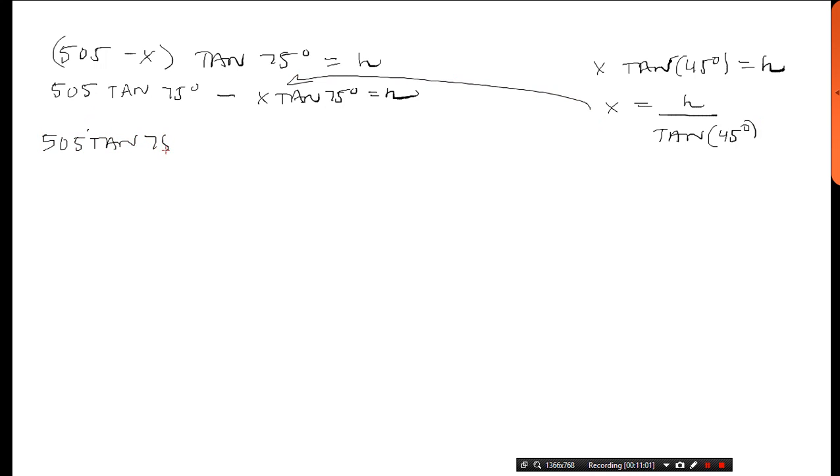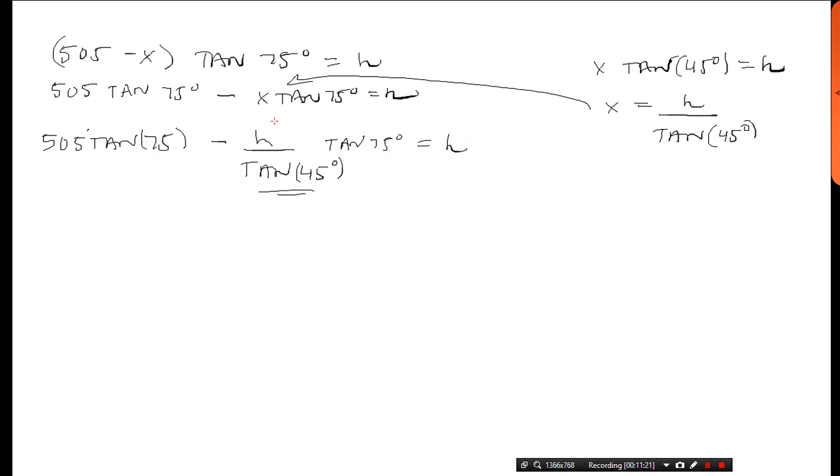Tangent of 75 minus h over tangent. Yes, I know it's looking icky. And yes, I know tangent of 45 is 1, but I'm not going to convert it yet. I want you to see how dirty it could be if that was like a tangent of 39 degrees, okay? So what does this mean we're going to do?